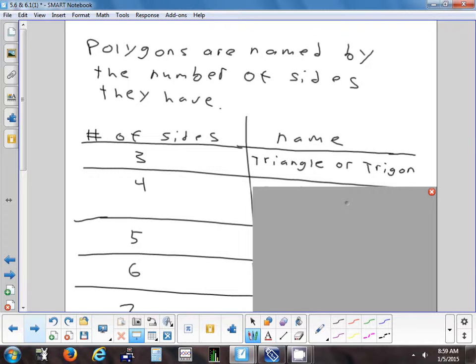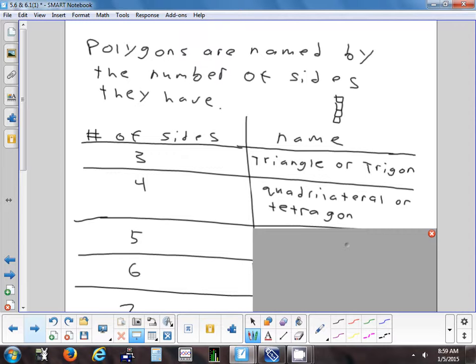Anybody know what a four-sided shape is called? Okay, quadrilateral. That's the most common name. Anybody know there's another prefix that has to do with four besides quad? It has to do with a game. Tetris, yeah, tetra. Tetragon.